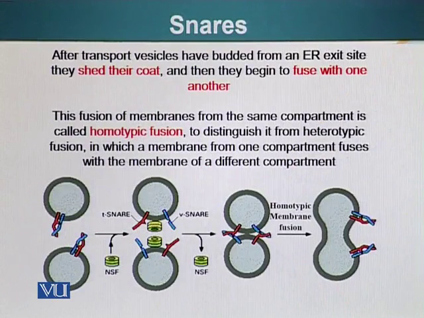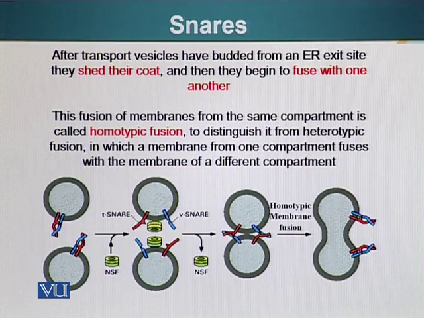After transport, vesicles have budded off from an ER exit site, they shed their coat and then they begin to fuse with one another. This fusion of membranes from the same compartment is called homotypic fusion. It is to distinguish it from heterotypic fusion, in which membrane from one compartment fuses with the membrane of a different compartment. So how do vesicles know which vesicle to fuse with or which vesicle not to fuse with?